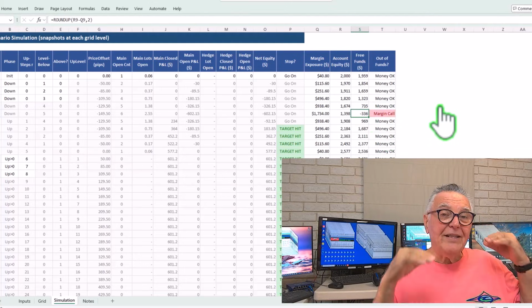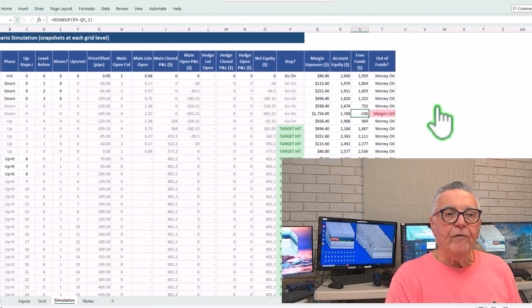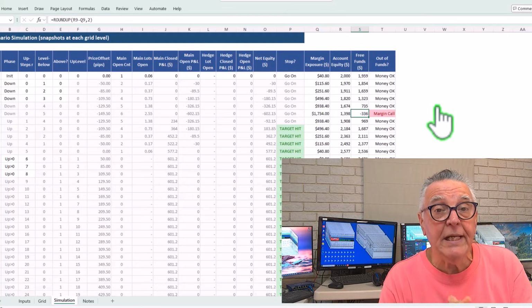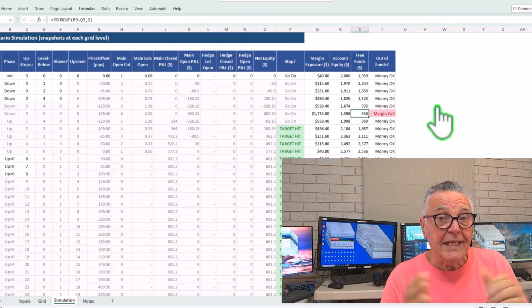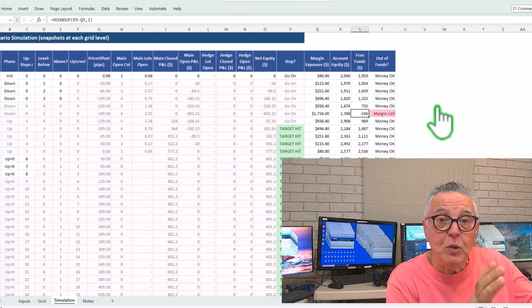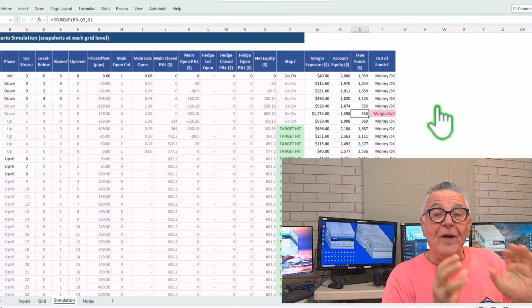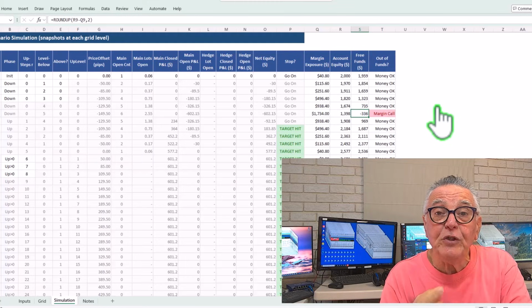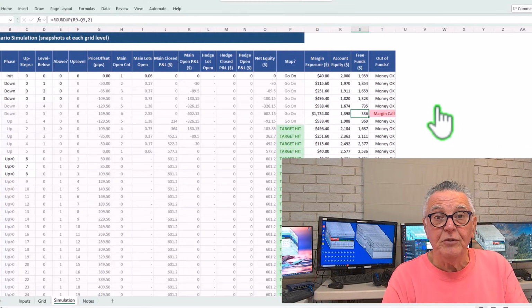Okay, so I think you're getting an idea of this tool, because remember, finding winning settings is an art and a skill. There are many settings that don't work, but this tool allows you to find settings that work for your profitability and to ensure that you don't get a margin call because you're using too much margin.